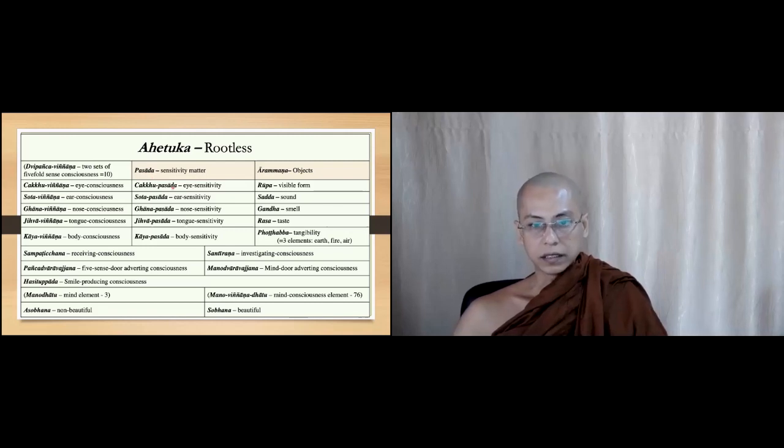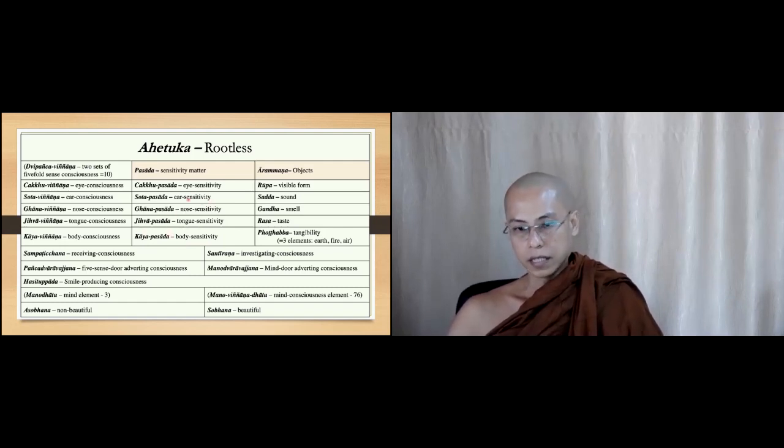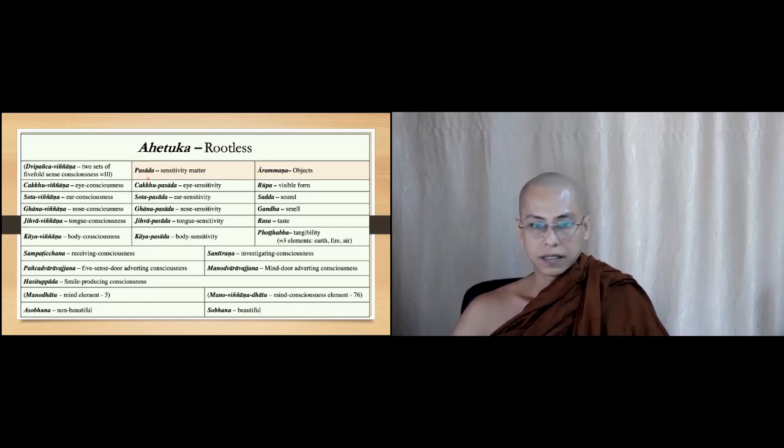Then pasada. Here pasada is sensitivity matter. This is not mental factors or mental phenomena. This classification is about matter, but there is some relevance to the subject. So cakkhu pasada, eye sensitivity; here cakkhu refers to eye, pasada sensitivity. Sota pasada, ear; ghana pasada, nose; jivha pasada, tongue; kaya pasada, body. In this way, we have the five categories of sensitivities. These are all matter. We will find them in chapter 6. The pasada is the clear sense, so it can catch objects. That's why it comes together with the object.